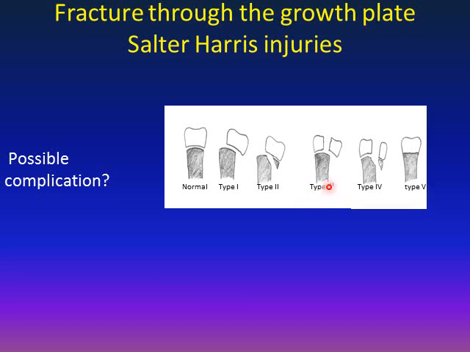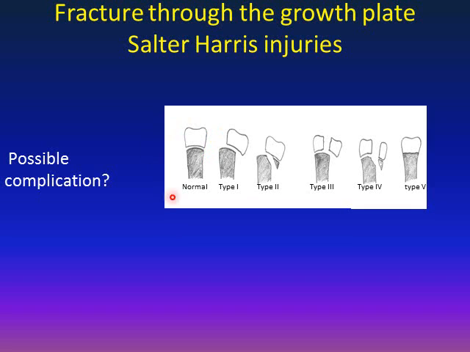Salter-Harris type 3 is where the injury went through the epiphysis and then went through the growth plate. This results in the metaphysis with part of the epiphysis on one side and the rest of the epiphysis on the other side. Salter-Harris type 4 is similar to Salter-Harris type 3, however, with part of the epiphysis there will be a small part of the metaphysis.